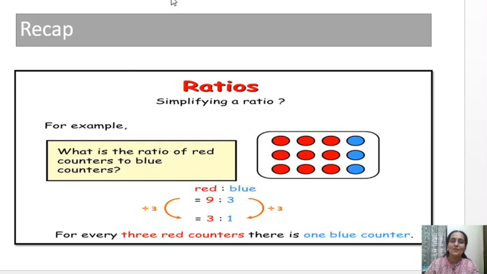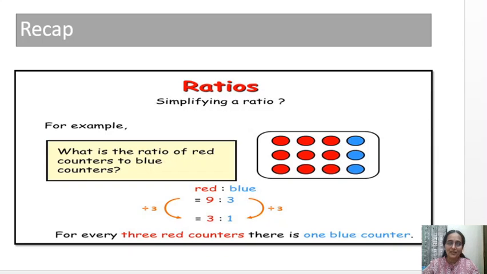Let us recap whatever we have learned in the previous class. Here the question is, what is the ratio of red counters to blue counters? How many red counters are there here? 9 red counters and 3 blue counters are there. The ratio between red and blue is 9:3. We cannot leave the ratio like that. We have to simplify and reduce to the lowest term. Then 3:1 is the required ratio of red counters to blue counters.